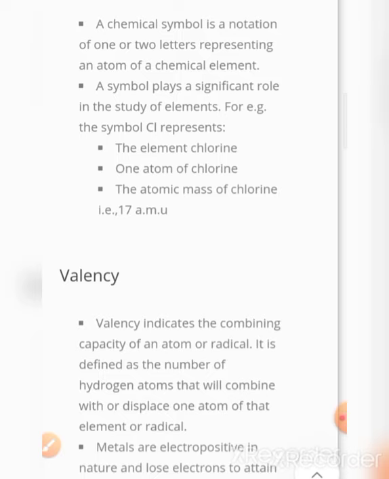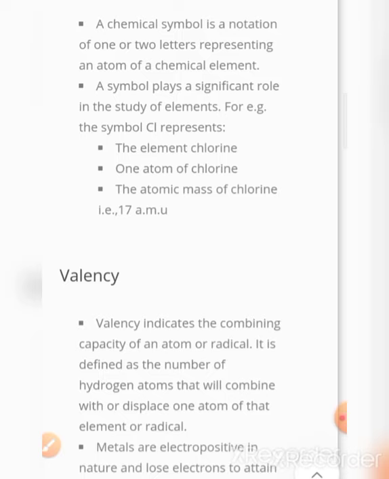In this way, hydrogen is represented by H. Oxygen is represented by O. Nitrogen is represented by N. Carbon is represented by C. Some of the elements are represented by a single letter, like hydrogen H, carbon C, nitrogen N, boron B, oxygen O, fluorine F. But some elements are denoted by two letters, like chlorine and others.